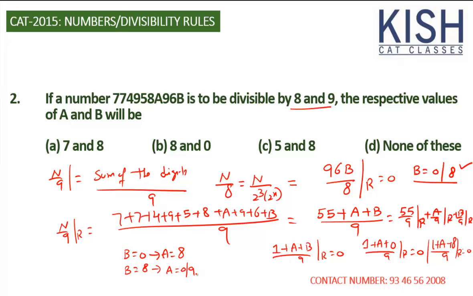Let's check the answer options. The first answer option says that A is 7, which is absolutely not possible. The second answer says that A is 8 and B is 0. Yes, that is possible as per this case. That's it. So it's B. Very easy, very simple. You just need to find the values for B.